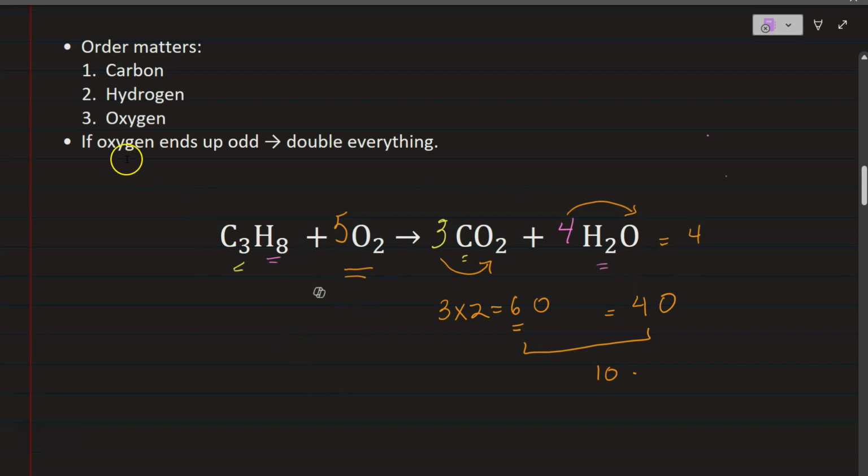Now, I wrote a note in here: if oxygen ends up odd, double everything. Well, you could, but here is the thing. I don't need to double everything anymore because it's already balanced. But if it turns out that I had an odd on one side and even on the other side, then that would have been an issue. We'll go through an example like that as well. But in here, we don't have to do that because both sides are easily manipulated. I can get just 10 by multiplying the 2 by 5, and that will give me 10 oxygens in total. That's easy.